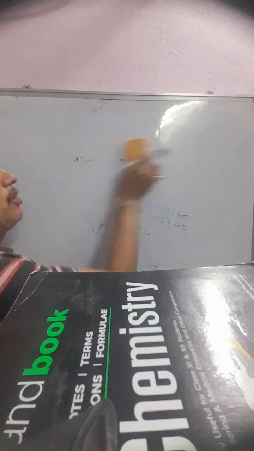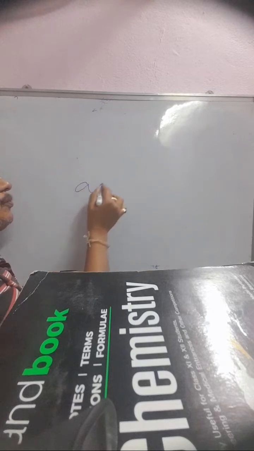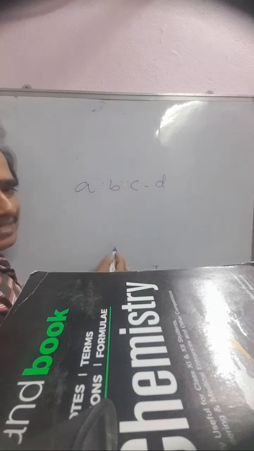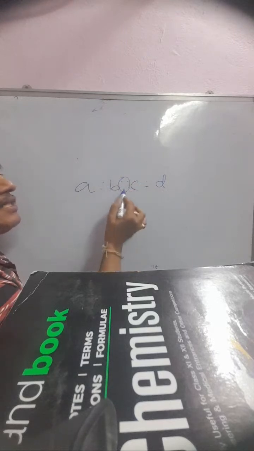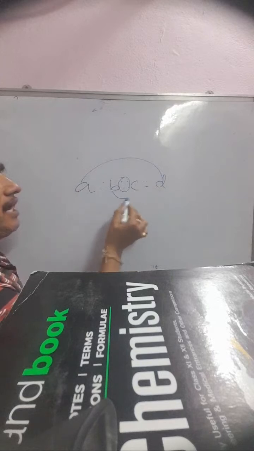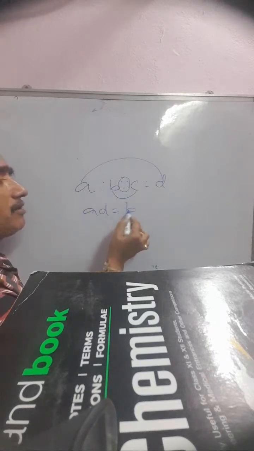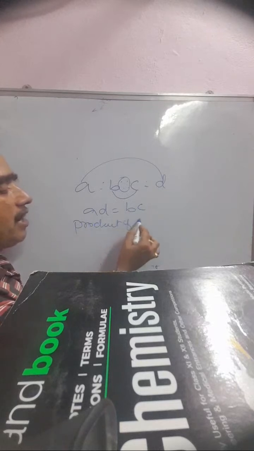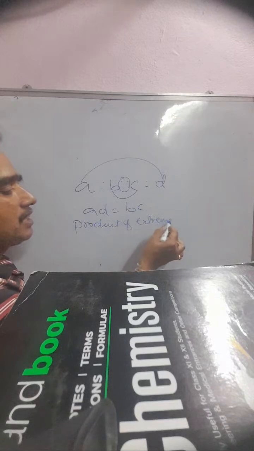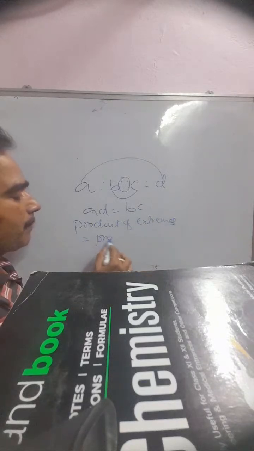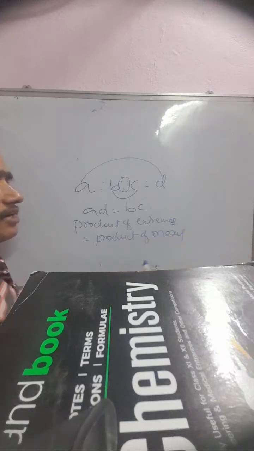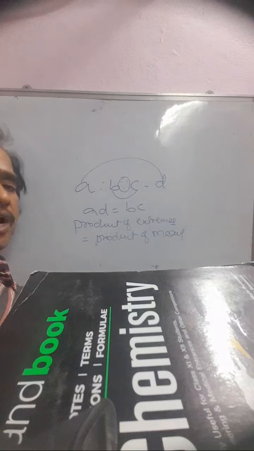Okay, so how to write the proportion? A is to B, C is to D. Here we put 4 dots. This is the symbol of proportion. AD and BC. AD is equal to BC. Product of extremes is equal to product of means. Product of extremes is equal to product of means.